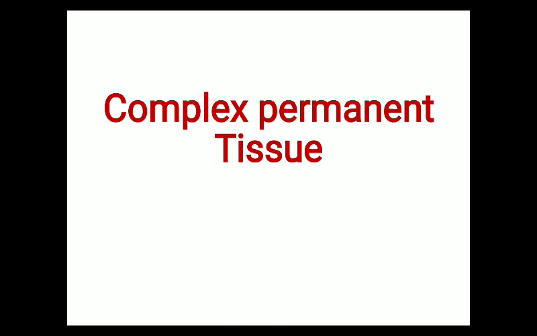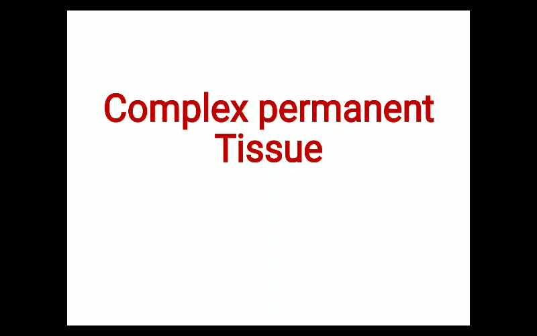permanent plant tissue. So, what is permanent plant tissue? Those plant tissues which have lost their ability to divide. Such plant tissue is known as permanent plant tissue. Permanent plant tissue is further categorized on the basis of type of cells present in them as simple permanent tissue and complex permanent tissue.